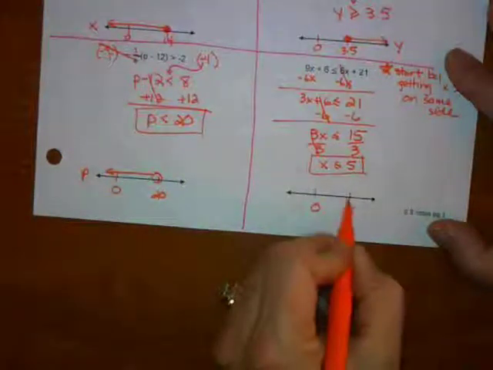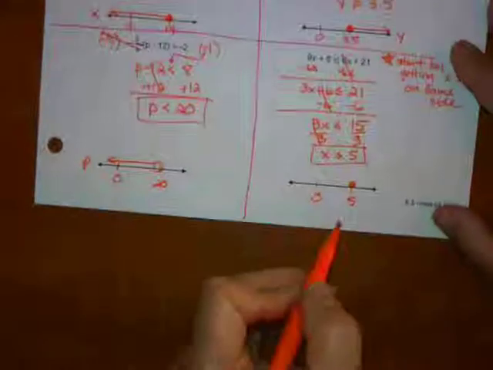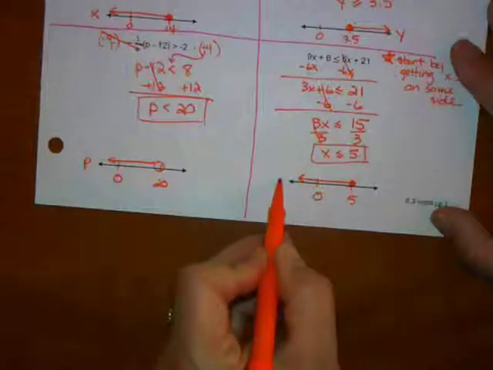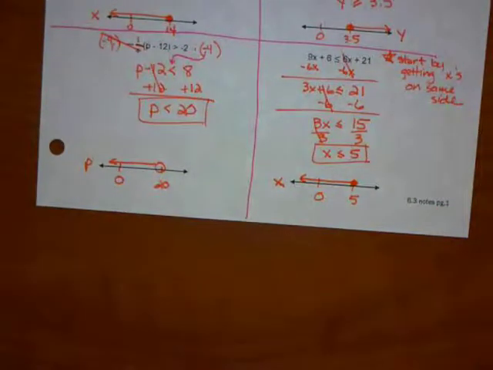So 0 and 5, solid dot, to the left. Everything less than represents x. Left, less.